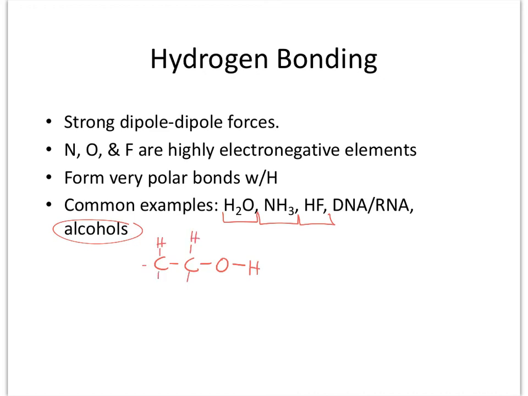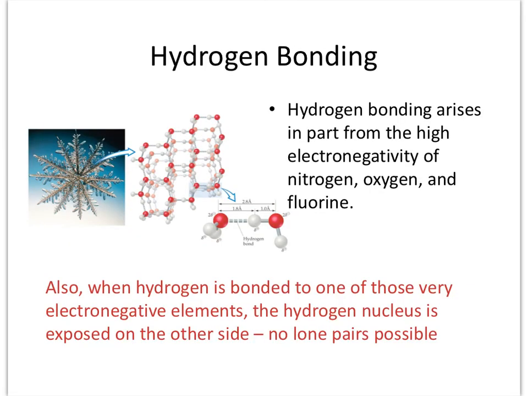But here, this bond is very polar, okay? So this right here would allow for hydrogen bonding to take place with a neighboring molecule. It's that portion. DNA and RNA would work the same way. Hydrogen bonds are what holds the two sides of a DNA molecule together. Just talked about it here. Hydrogen nucleus exposed.